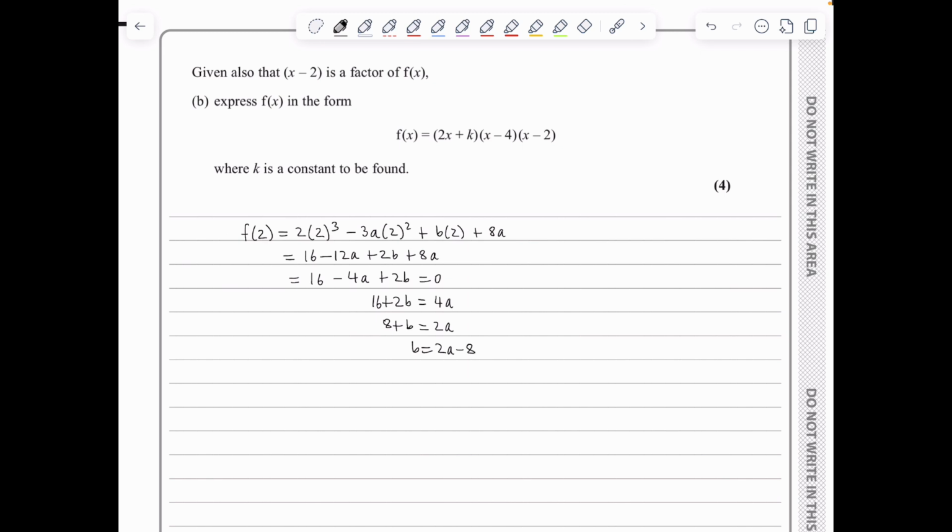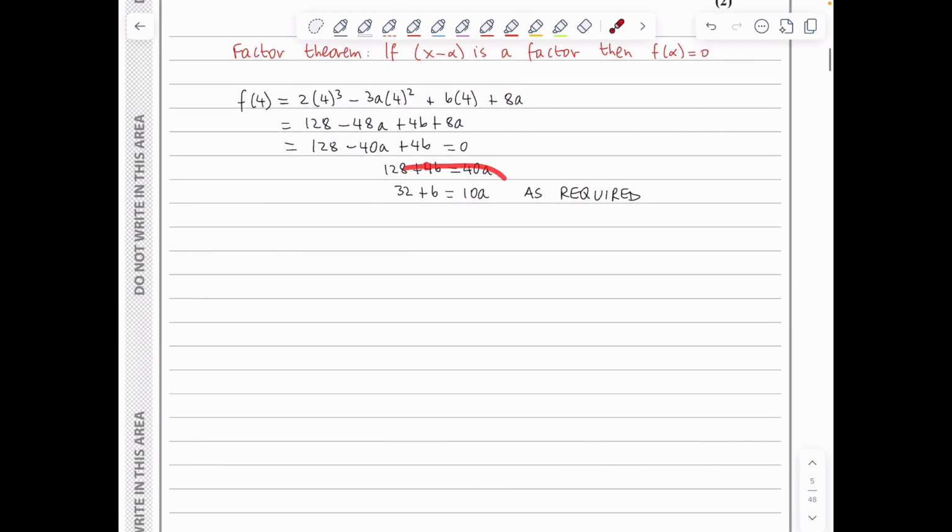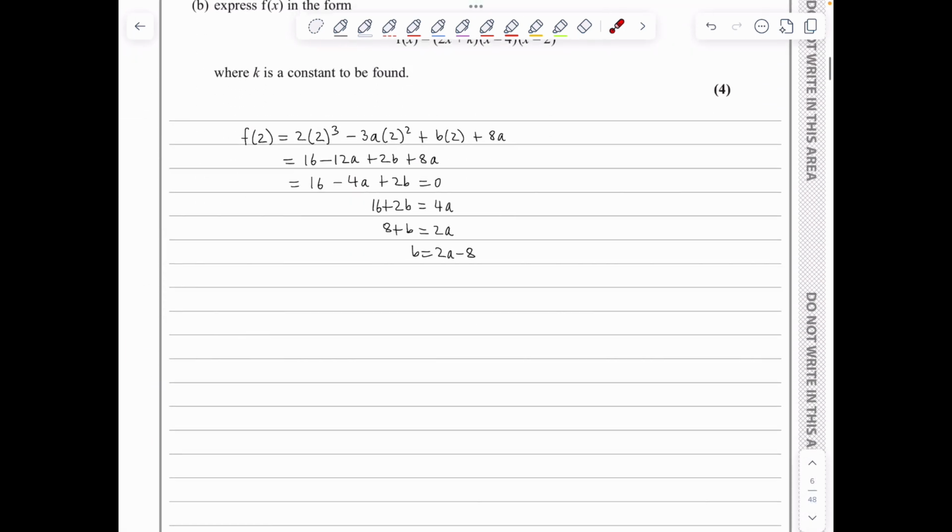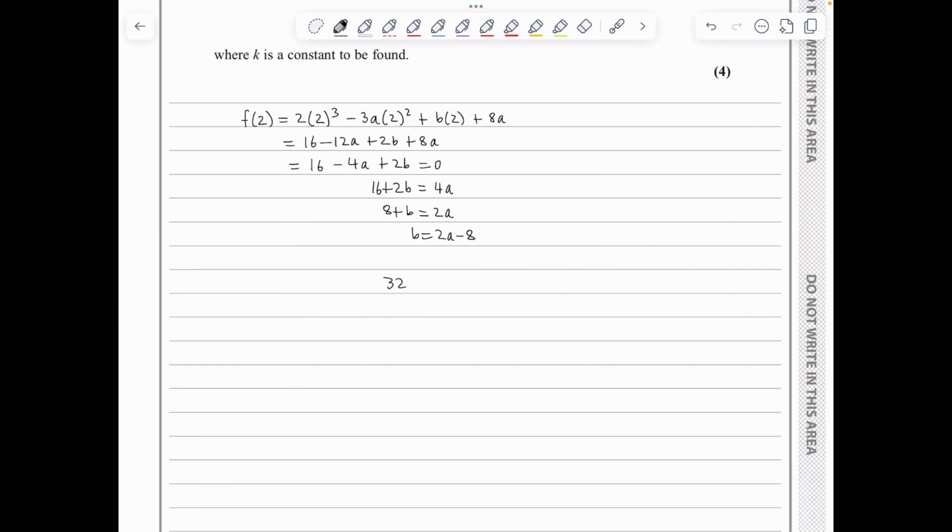And all I'm facing here is simultaneous equations in a and b. We have one equation involving a and b here, and we have established here the first equation involving a and b. So I'll be substituting b into the first equation we obtained in part a. So we are looking at 32 plus the b, which is 2a minus 8, being equal to 10a, and therefore we've got 24 is equal to 8a, and therefore 3 is equal to a. And I will proceed in finding b. b is 2a, so 2 times 3 minus 8, which is equal to negative 2.